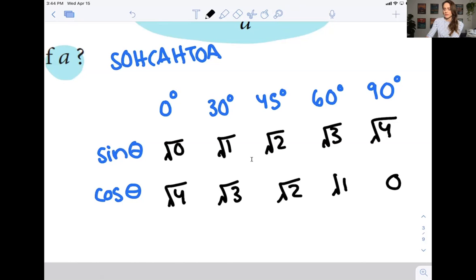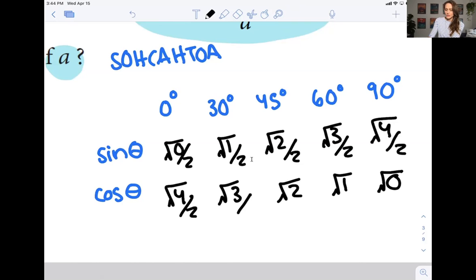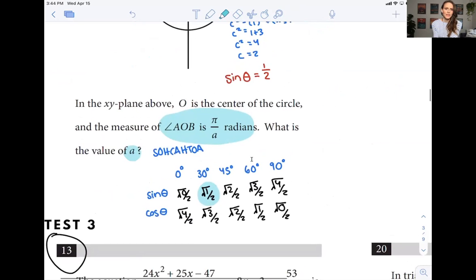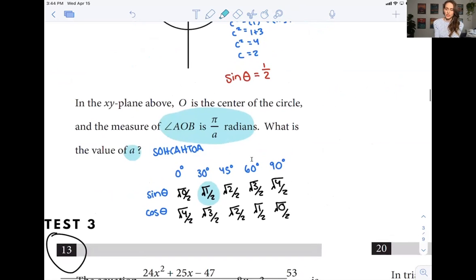So if this was a real SAT question, obviously I wouldn't need to do it for every single angle. I could just stop once I get to the part that I need. So I need to know what is theta when sine theta equals a half, right? That's what I had. And theta would equal 30 degrees.